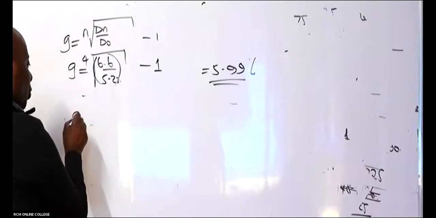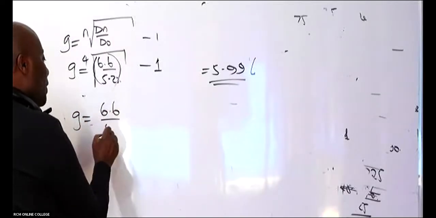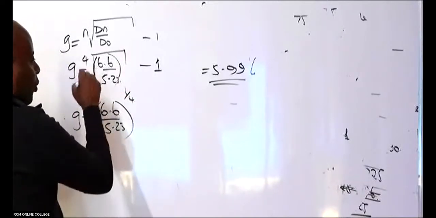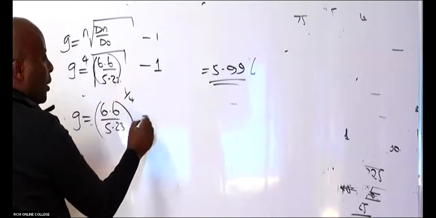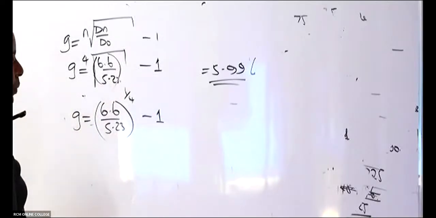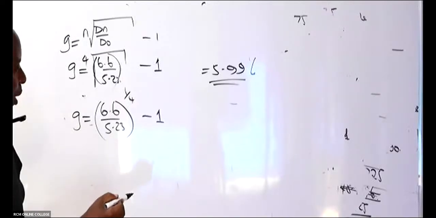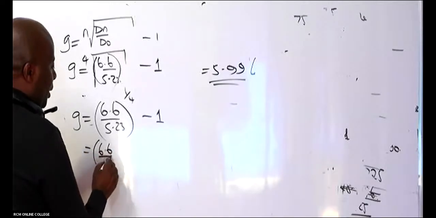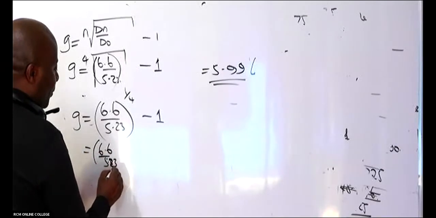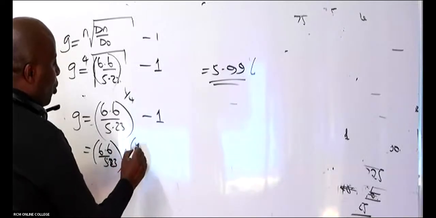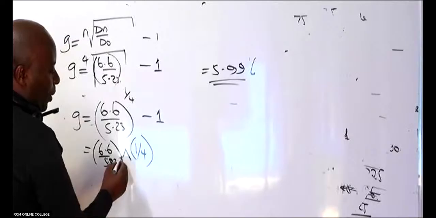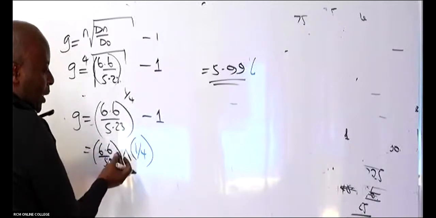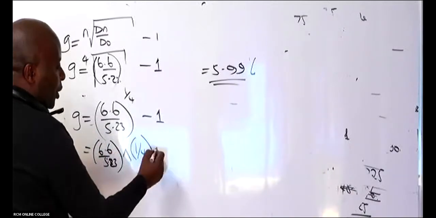If you can't see the xth root, this is the same as saying 6.6 divided by 5.23 raised to a quarter, minus 1. The fourth root is the same as raised to a quarter. For some people, raising is easier. So you say, in brackets, 6.6 over 5.23, raised to 1 over 4. You must put this 1 over 4 in brackets. I know you can see the raised key on your calculator there. And then you say minus 1.